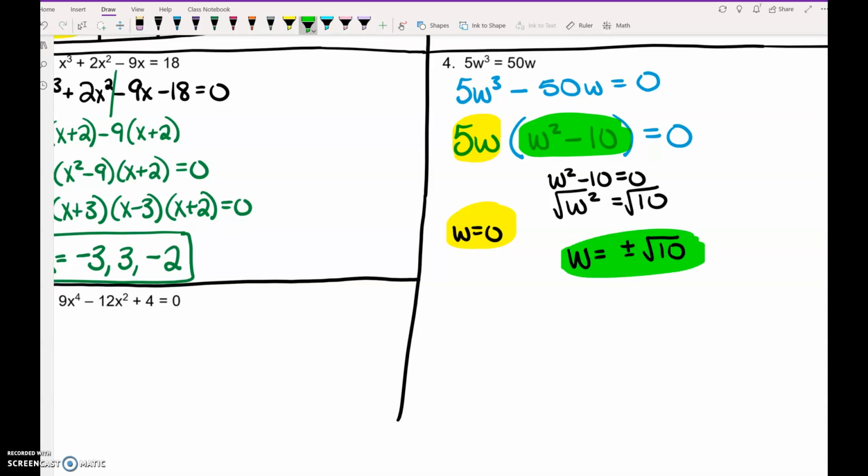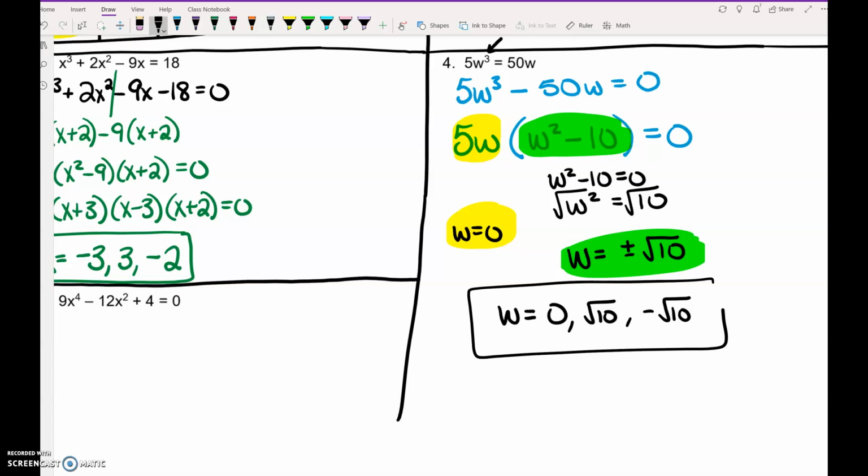Now, if you're thinking, wait a minute, there's supposed to be 3 solutions, because some of you really picked up on that. The largest exponent is going to be the number of solutions. There are 3 solutions here. The 3 solutions are 0, square root of 10, and negative square root of 10. So if on an online assignment you had to enter 3 solutions, you would split them up in that way.